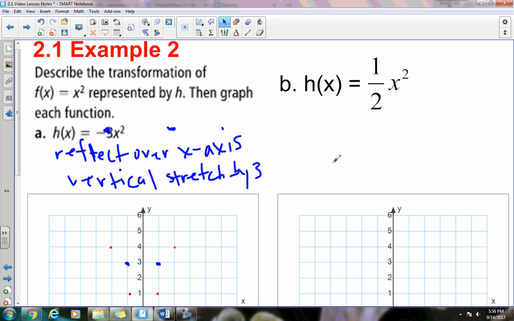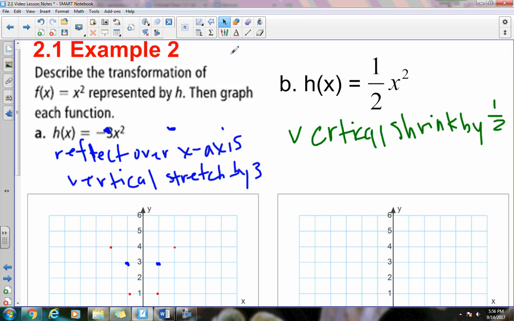All right, so next example, I should have started with this one. This one's actually easier. We're multiplying x squared by a half, so that is a vertical shrink by a factor of a half. So all our vertical distances are going to go down by a half.